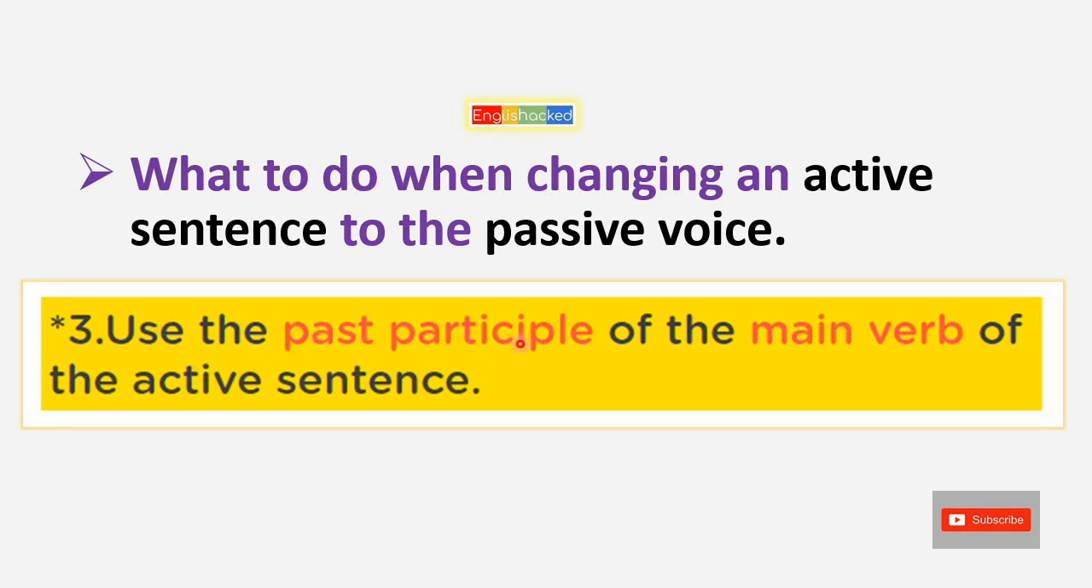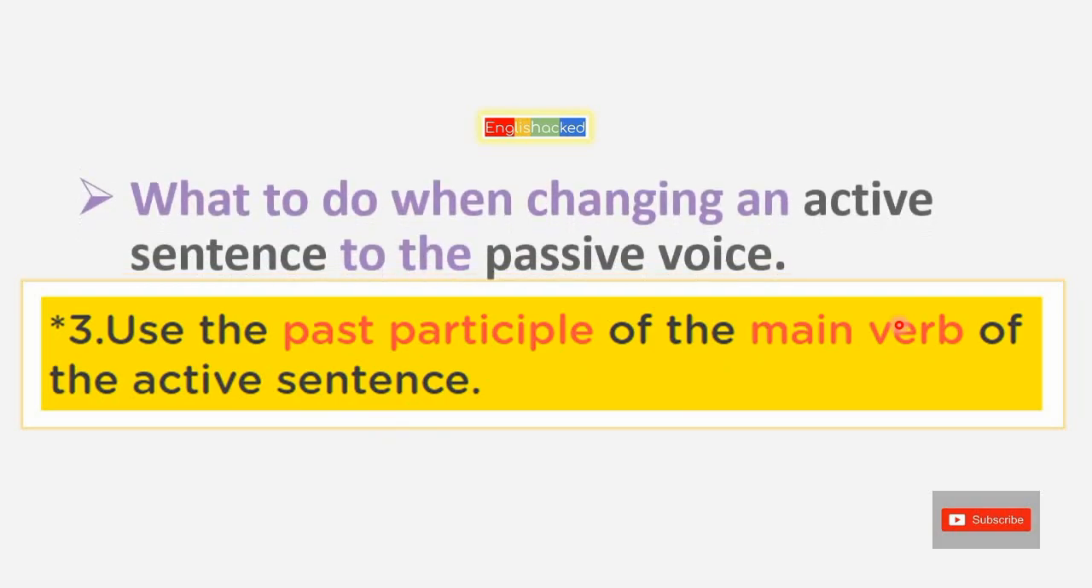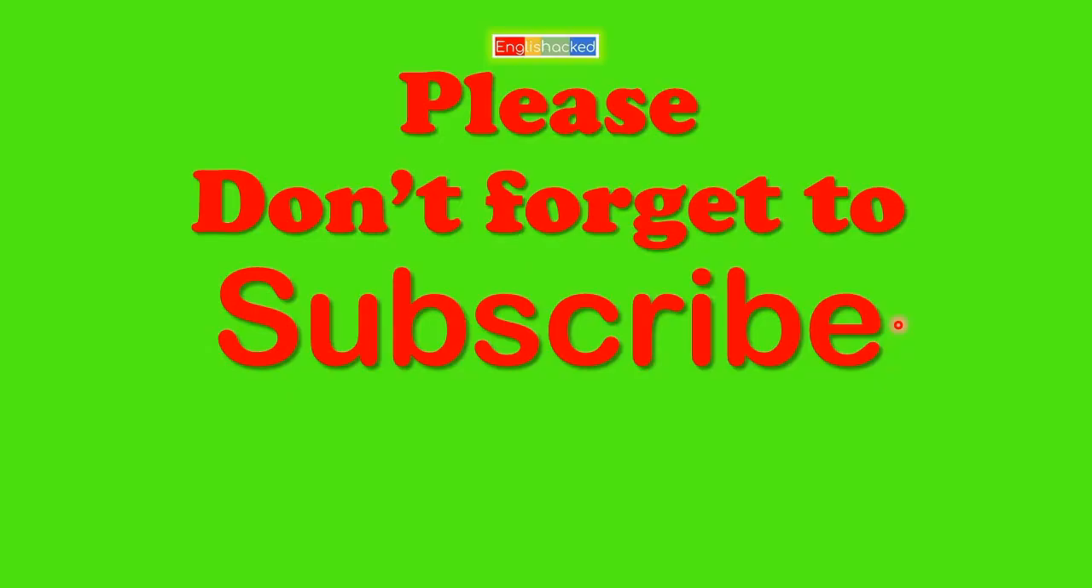Secret number 3. Use the past participle of the main verb of the active sentence. Locate the verb, make it into the past participle. Then after changing that verb to past participle, put the verb to be before.